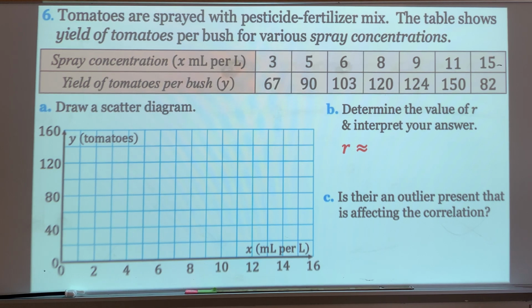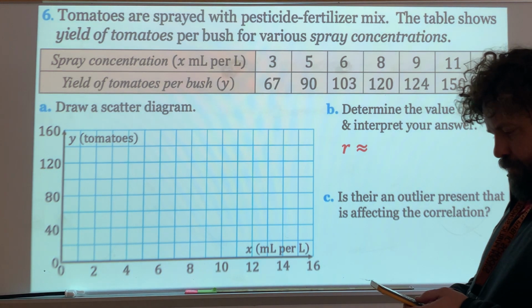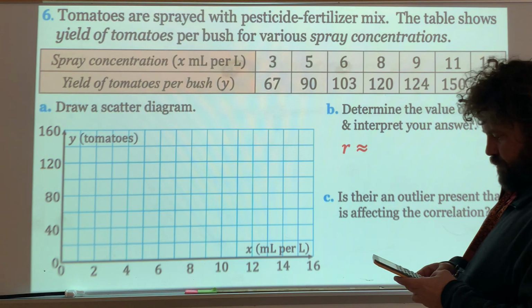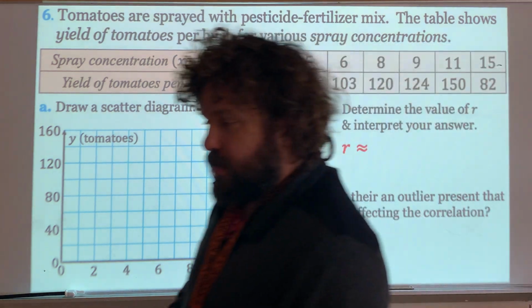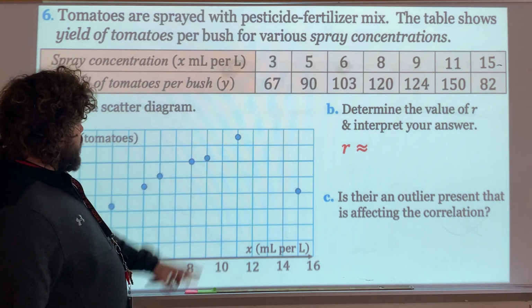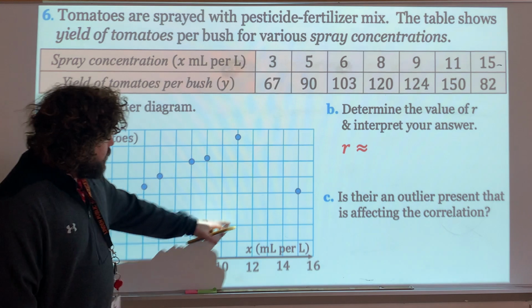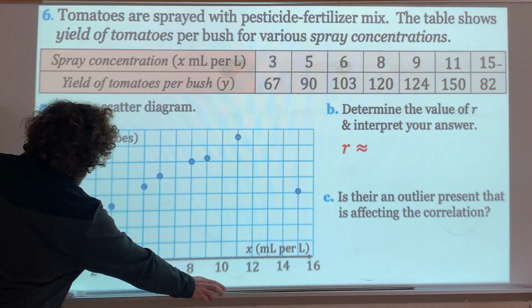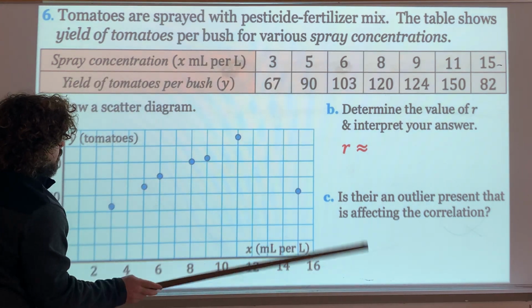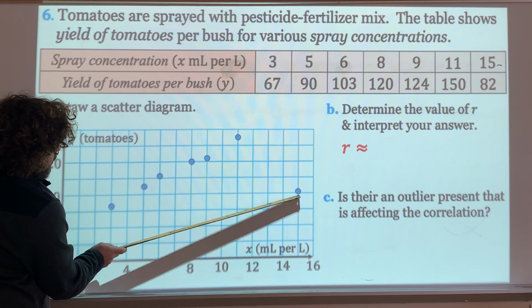First thing, you're going to draw a scatter diagram. All right, scatter diagram should be drawn. 3, 67, and so on. Okay, so we got a nice scatter diagram now. It's all nice except for that, because as you can see, I have a nice strong line right here, and then I just got U.